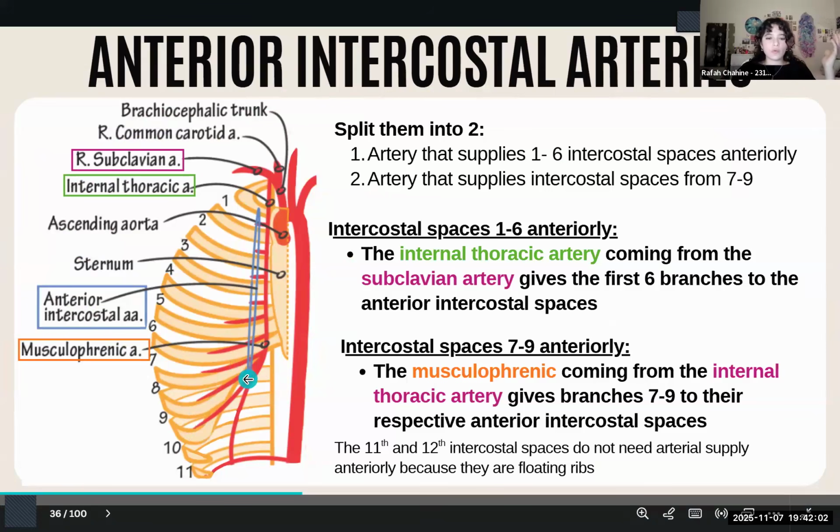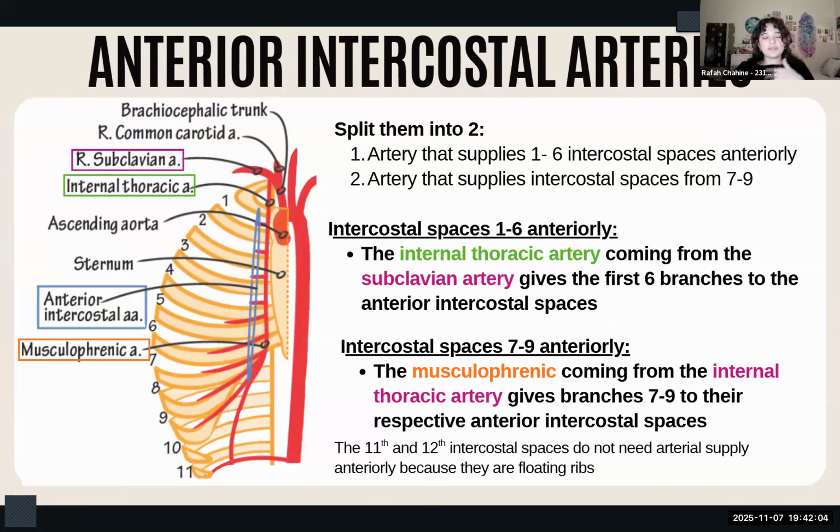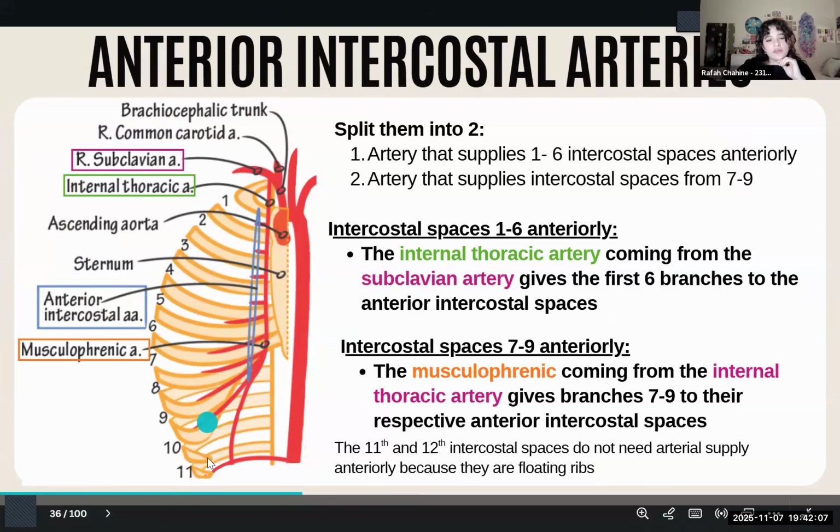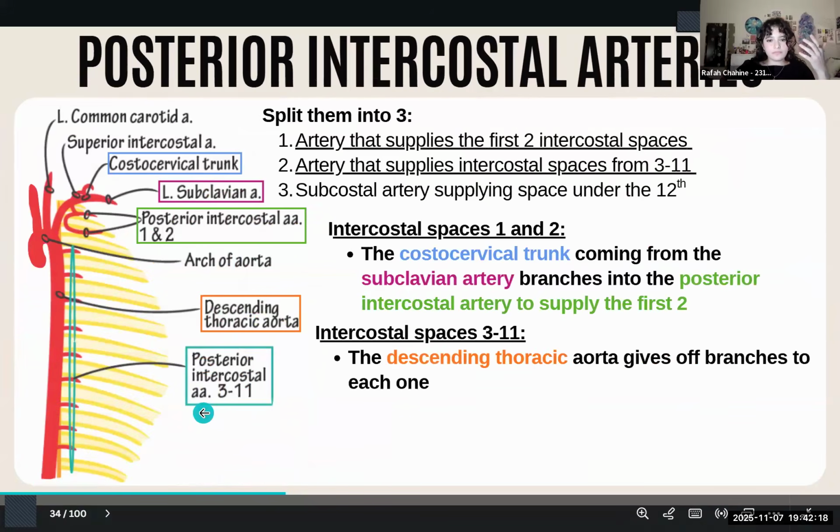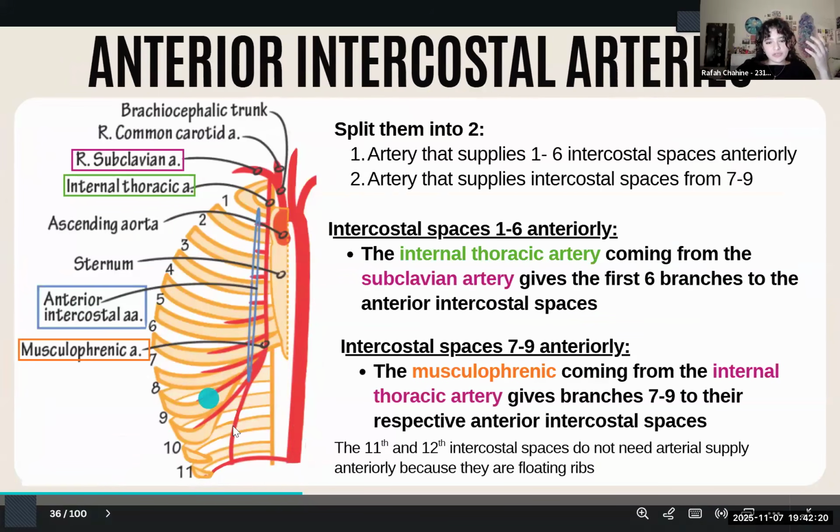You're probably wondering what happened to 10, 11, and 12. Now, the thing about 10, 11, and 12 is, do you think they occupy as much space anteriorly as the other ribs do? I would say no, okay? So because they do not occupy a lot of space anteriorly, they do not need anterior intercostal arteries, and so the posterior intercostal arteries are enough. I said muscles, I'm sorry. Okay? Are the anterior intercostal arteries clear?